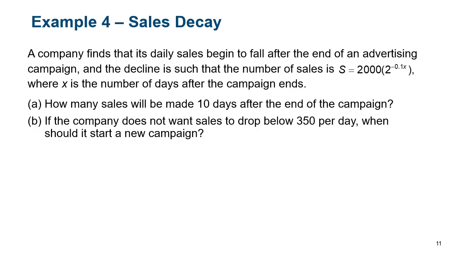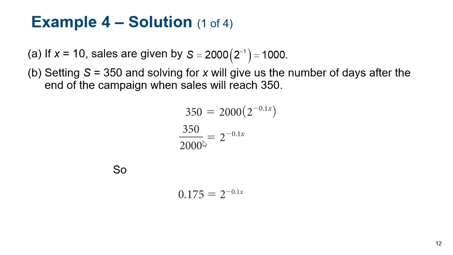And then if the campaign does not want sales to drop below 350 per day, when should it start a new campaign? All right, so here's the solution for the first one, where we put in 2 to the negative 1, we get 1,000. Easy, easy. The second one, though, we need to solve kind of backwards.